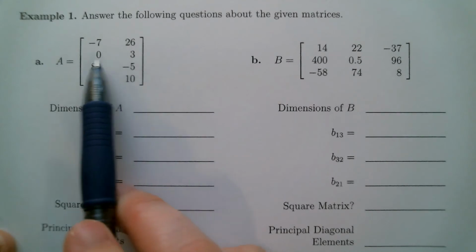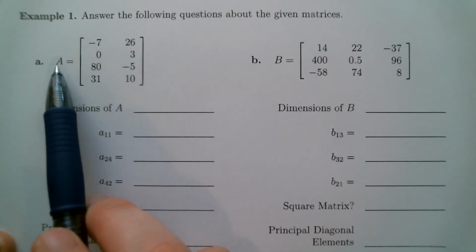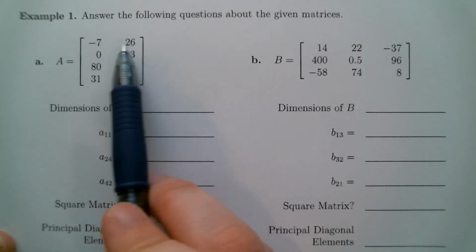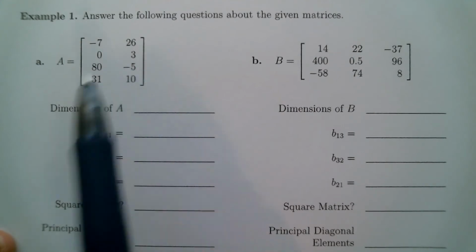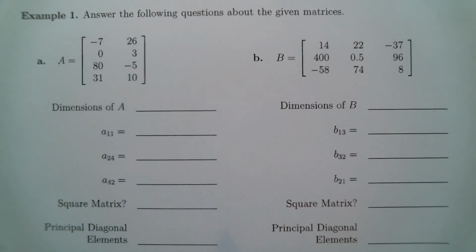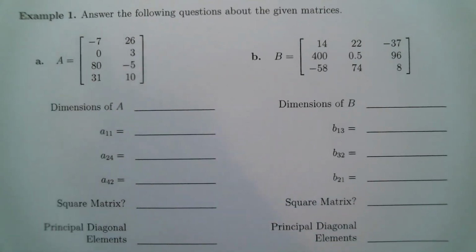Here is our matrix. This is matrix A. It has 1, 2, 3, 4, 5, 6, 7, 8 elements, 8 numbers inside. First thing we're going to do is write down the dimensions. What size matrix is this? Remember, you're going to do the rows by columns.